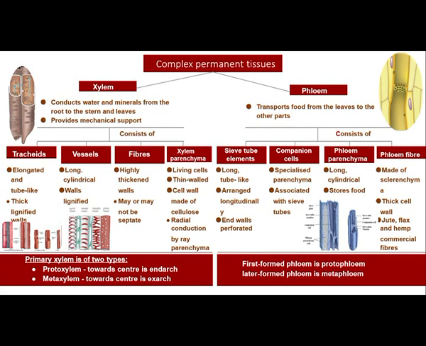Now, there are four different components of phloem: the sieve tube elements, the companion cells, the phloem parenchyma, and the phloem fiber. Of these, the sieve tube elements, the companion cells, and the phloem parenchyma are the living parts of the phloem. Phloem fiber is the only dead part of the phloem, and as the phloem consists of more living parts, it is also called a living tissue.